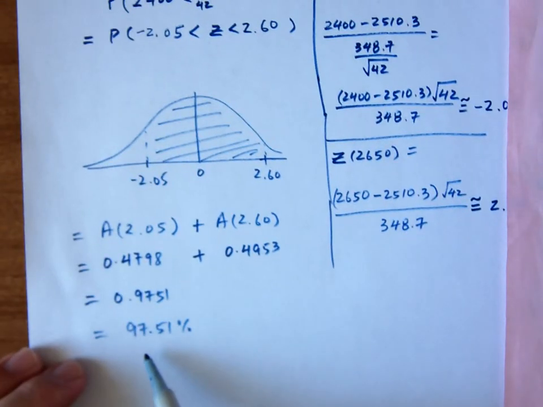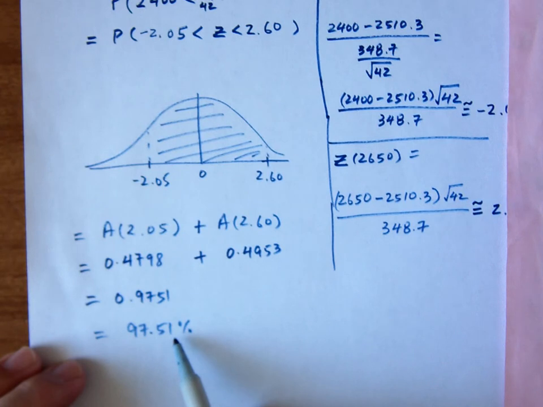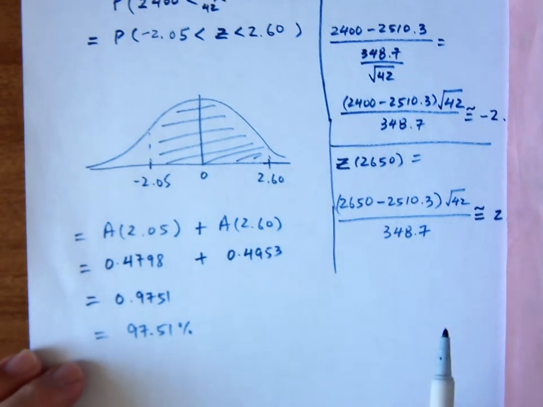What this does not say is that 97.51% of the whole batch is acceptable. No, that doesn't say that. That is a totally different type of problem. All right, so that's the answer.